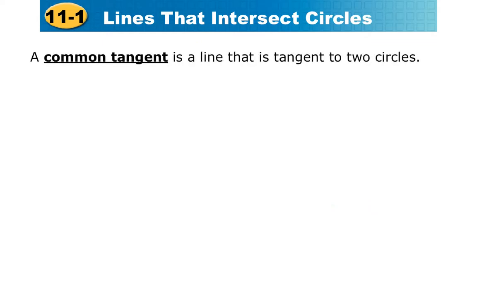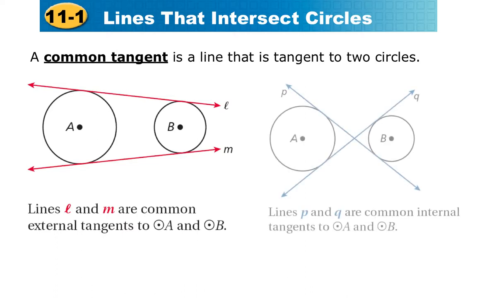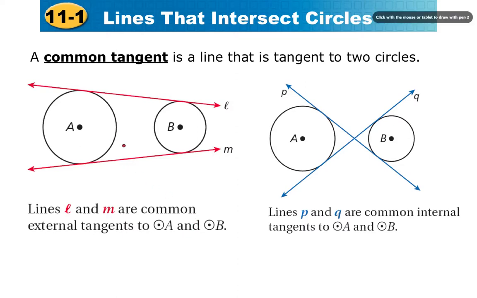A common tangent is a line that is tangent to two circles. Let's highlight the first common tangent. Lines L and M are common external tangents to circles A and B. And the next one, lines P and Q are common internal tangents to circles A and B.